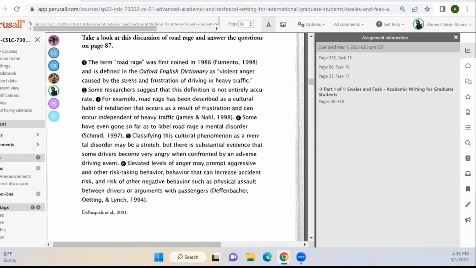So, we remember hedging? When we learned in the very early classes, hedging and boosting. So this is hedging, may be a stretch. Rather than saying that this is BS, it's not saying it's not viable. But it's using hedging, not boosting, not saying this is illogical. That's not what the author said. The author cannot do that.